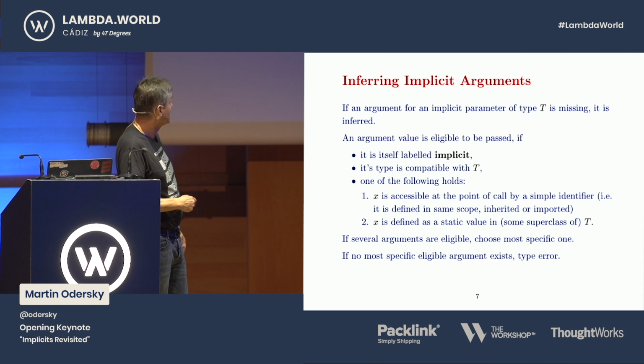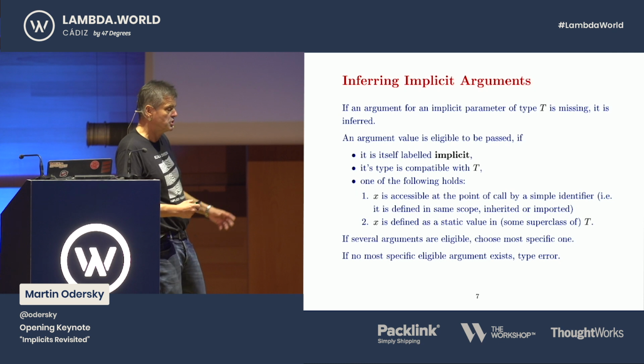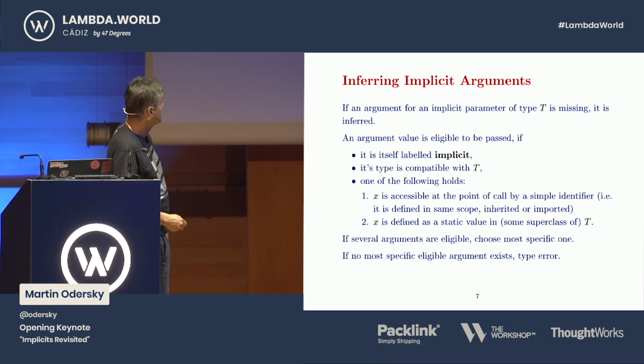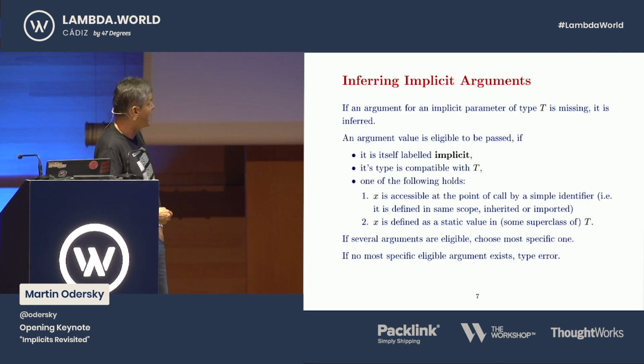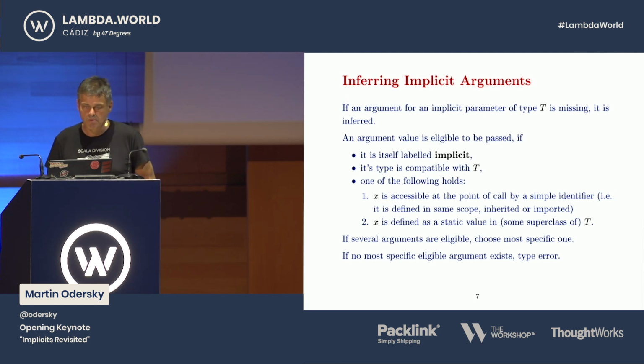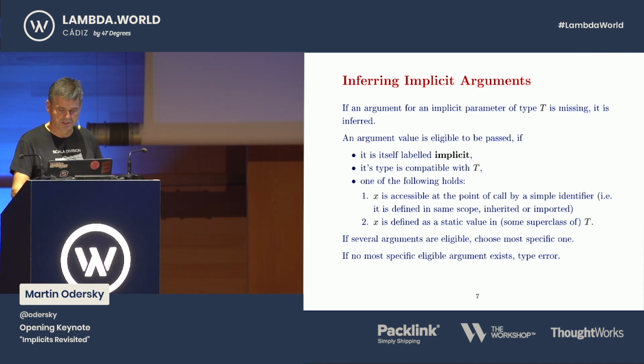Either the argument is accessible at the point of call by a simple identifier. So there's a simple identifier, a name, that names the argument. And ways that it could be accessible would be it's defined in the same scope, it's inherited, or it's imported. Or it's defined as a static value in some superclass of T. So today we would say as a value in the companion object of some class. Okay, if several arguments are eligible, choose the most specific one. And if there's no most specific eligible argument, a type error.